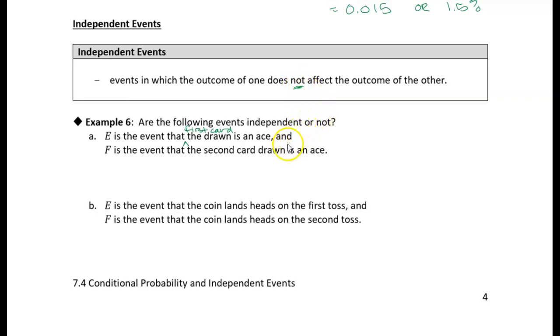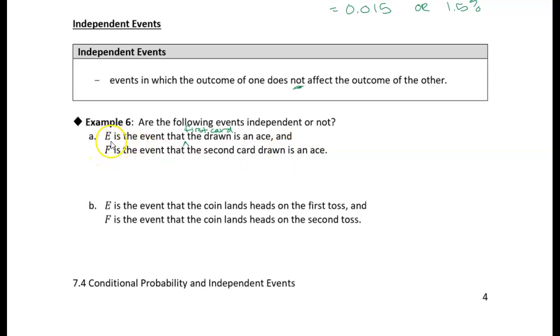So you might think about rolling two dice, right? The outcome of the first die does not affect the outcome of the second die. They're independent of each other. Their outcomes do not affect each other. So let's take a look at example 6. This is a fairly straightforward example, and we're just asked to evaluate whether these events are independent or not.